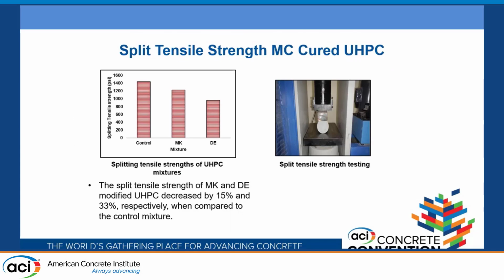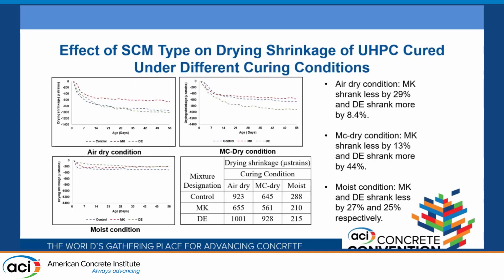The split tensile strength test was conducted on moist curing specimens at 28 days, and the split tensile strength of MK and DE-modified UHPC mixtures reduced by 15% and 33% respectively.